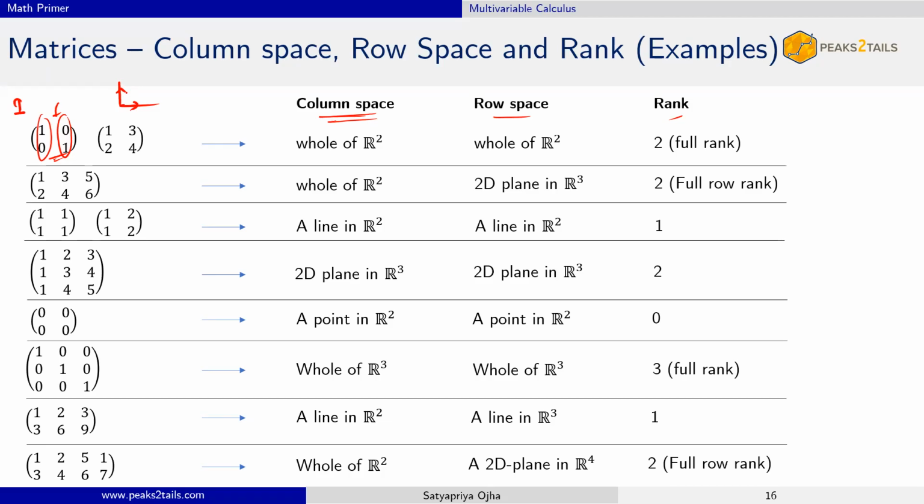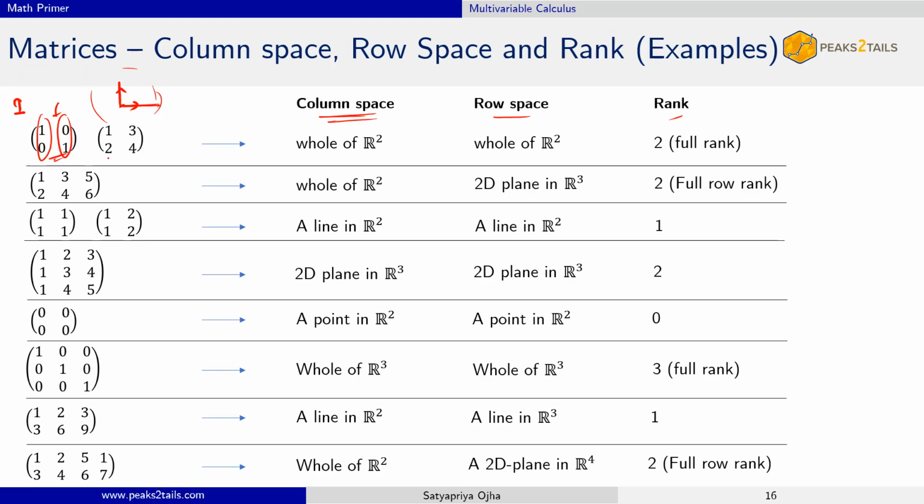First of all, are these two vectors linearly independent? Of course, they are linearly independent. They are orthogonal. That's the best kind of linear independence you can have. Movement in one direction does not affect the movement in the other direction. They are completely independent. So you can span the entire R square space, the 2D space.